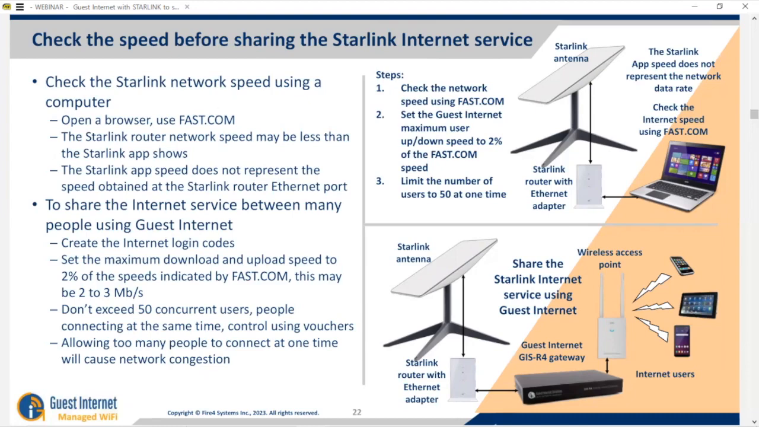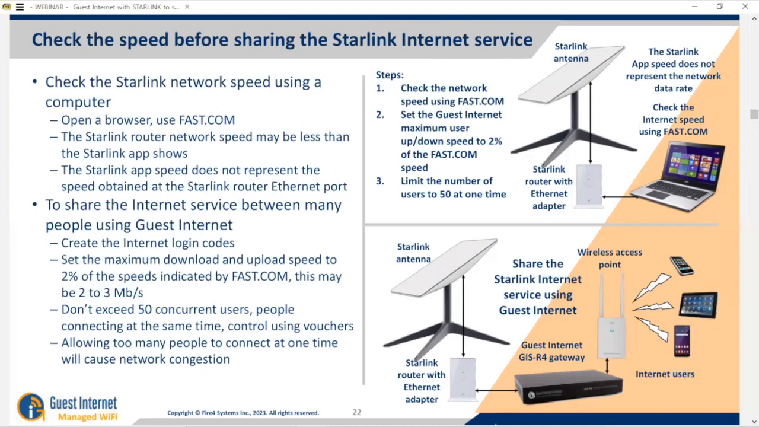The Starlink router has Wi-Fi, and we can connect a phone app to the Wi-Fi, which indicates the data speed. That data speed refers to the connection of the antenna to the satellite. The data speed on the Ethernet port is somewhat slower, and we can measure that using a browser with fast.com. That speed is the basis that we use to calculate how many people can share the service.